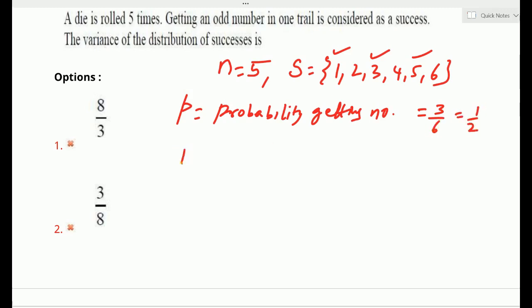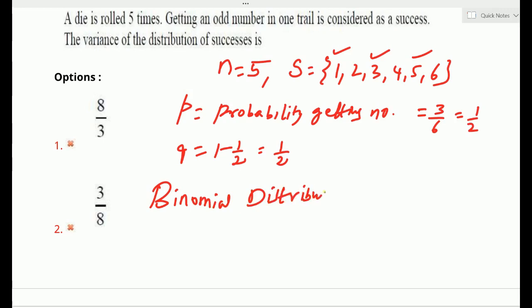Now it's not an odd number, Q. That is 1 minus 1 by 2, which is also 1 by 2. P, Q are ready. N is also ready. Now what do we want? The variance of the distribution. You know this is called a binomial distribution. What is the variance of the binomial distribution? Simply NPQ.